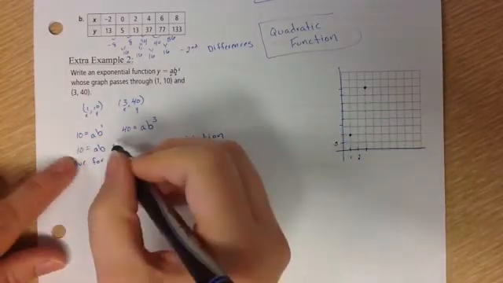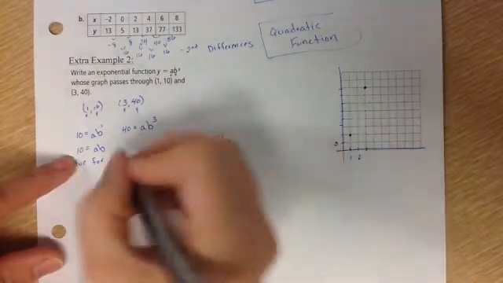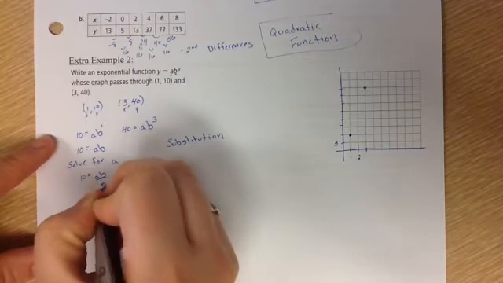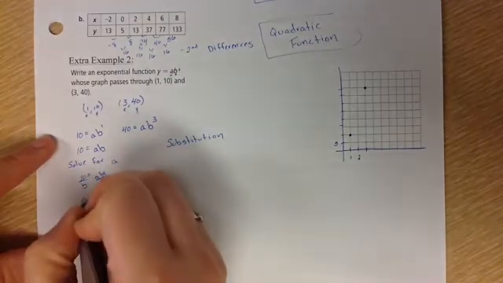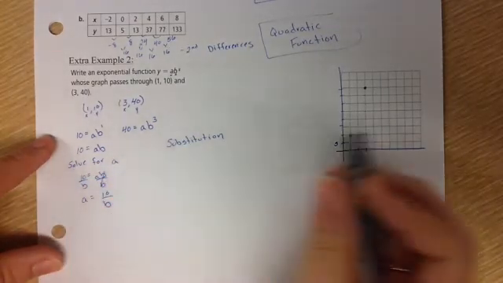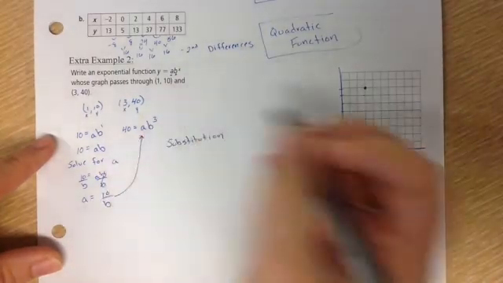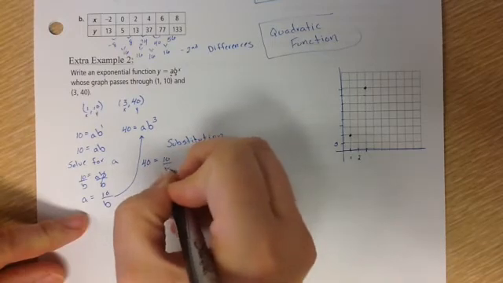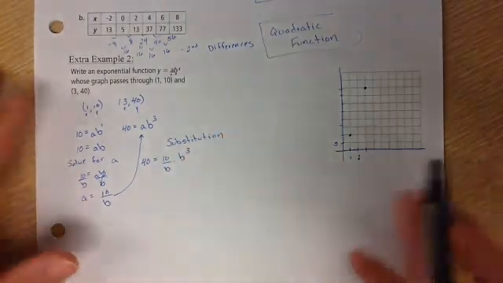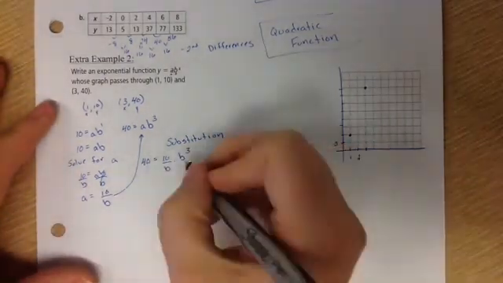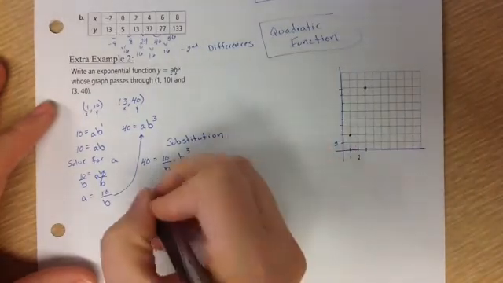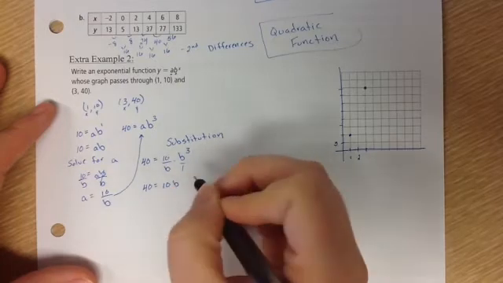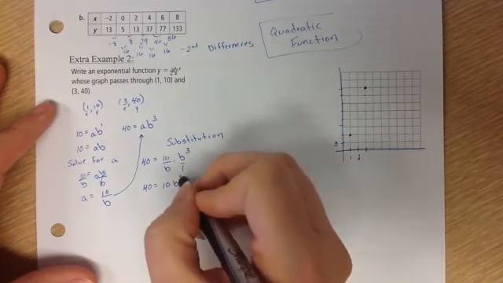Let's solve it for a. If I solve for a, I would divide both sides by b. So then a is equal to 10 over b. Now I can substitute that in here. So I have 40 equals, my a is now 10 over b, times b to the third. Okay, so let's simplify this. I have b to the third over b, so I'd have 40 equals 10 b squared.